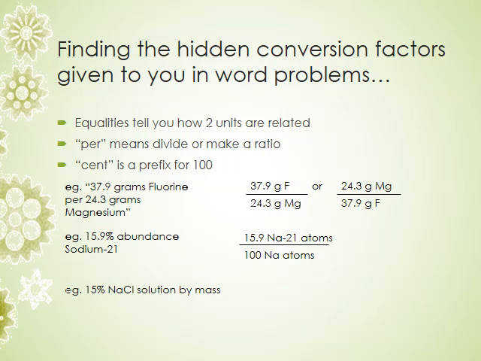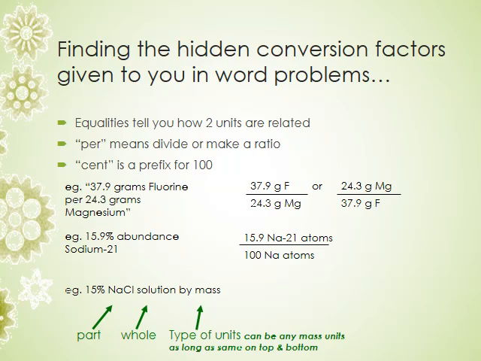Similarly, if I was told 15% sodium chloride solution by mass, I know it's 15 per 100, but I have to be careful of what is the part and what is the whole. All percents are relating part on the top to whole on the bottom, unless I've flipped them later on. So the part in this case is sodium chloride. The whole is a solution. A solution is a mixture of two things. And then the by mass indicates the type of units I'm allowed to use.